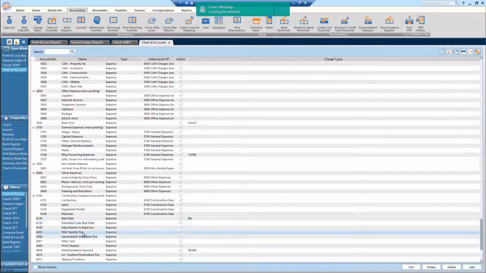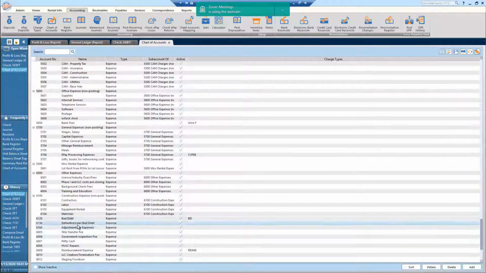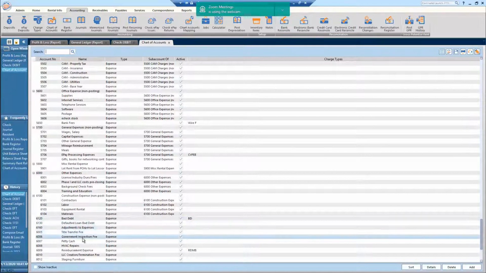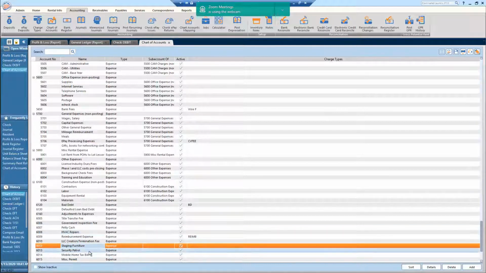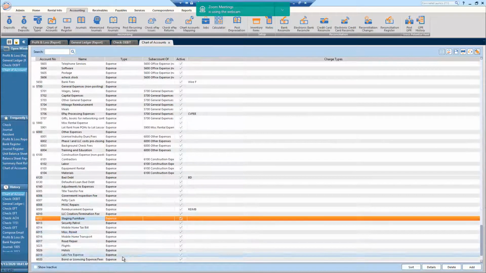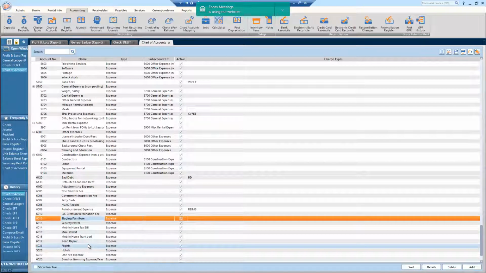I had to add these. So for example, all these like bad debt was in there. Oh, bad debt, defaulted loan, bad debt, adjustment to expenses, title transfer fee, government inspection fee, petty cash, HVAC repairs. We wanted to do HVAC separate than the rest of the supplies because I wanted to monitor it. Staging furniture, security patrol, mobile home tax bill, miscellaneous permit, mobile home transports. These are things that Ram Manager somehow doesn't have.